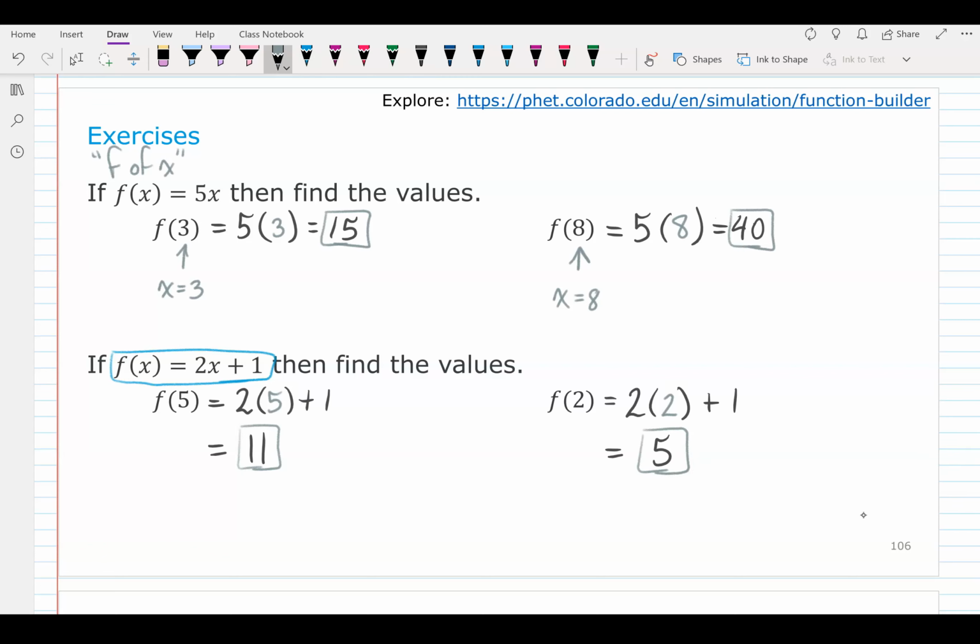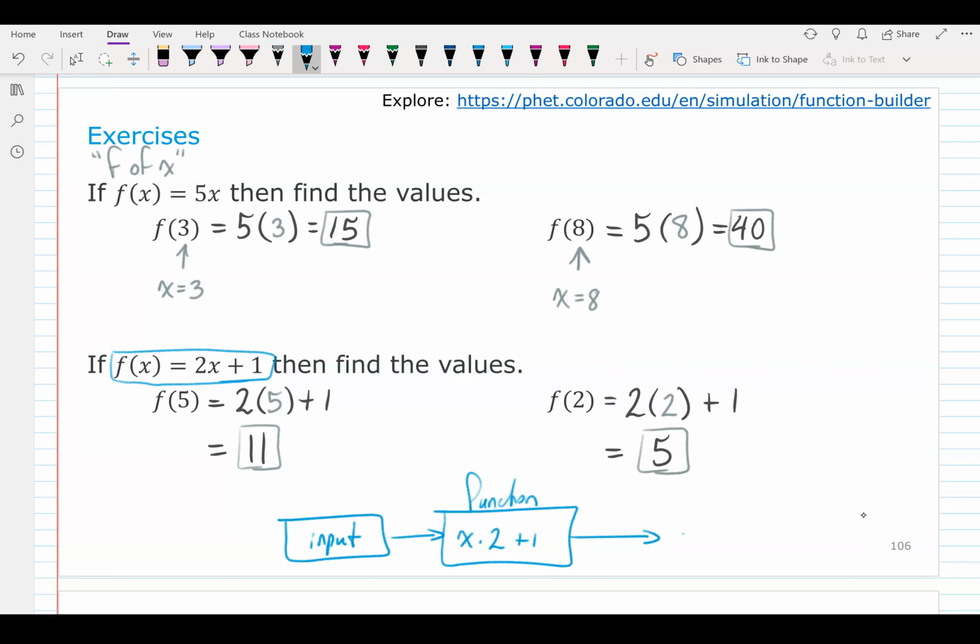So you can think of functions like a little machine, okay? You've got your input, you've got your function, which in this case, for this little machine here, will take your number, multiply it by 2 and add 1, and then it'll spit out an output. Functions are just rules that take numbers, do things to them, and then spit out an output. So really the function itself, we don't really need to worry about the x.